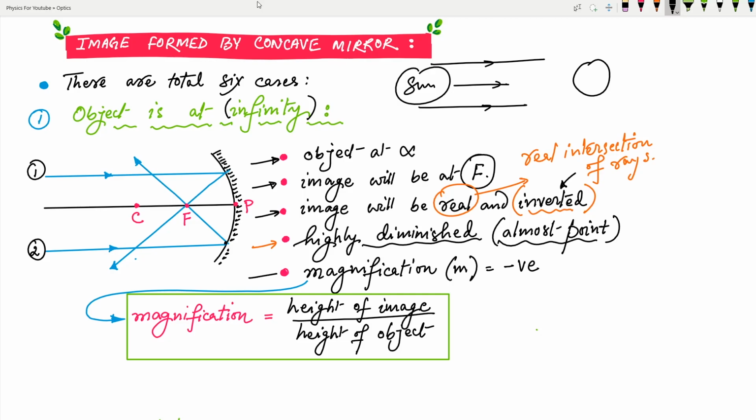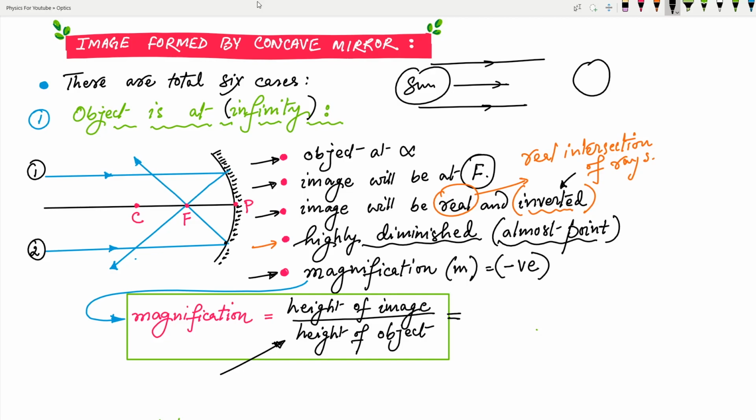Now let's look into the final point. So these are the 5 points which are very important in all the cases. You need to remember them in this way. Now magnification will be negative. What does magnification actually mean? Magnification is nothing but comparing the size of the image to the size of the object. As you can see, this is the mathematical way of comparing things, that is a ratio, height of image by height of object.